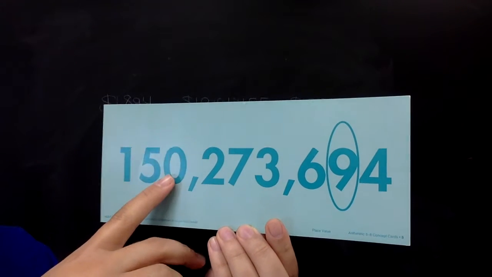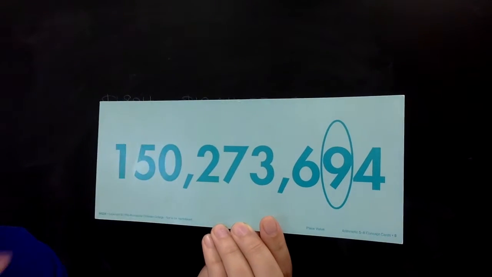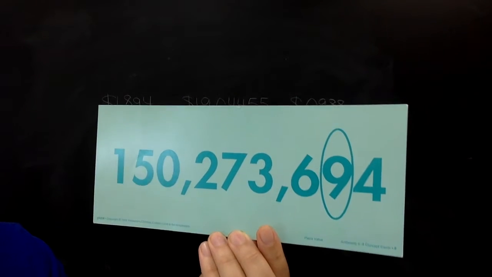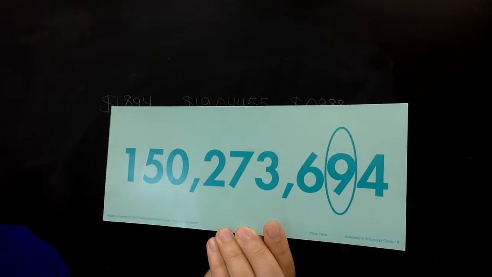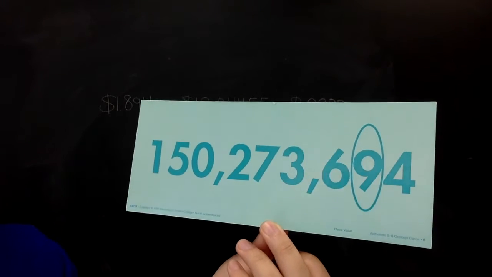Now round to the nearest 1 millionth place. Since this is the 1 millionth place, this is the number you round. 2 is your determining digit, and all the numbers after the 0 are changed to zeros. This would be rounded to 150 million.